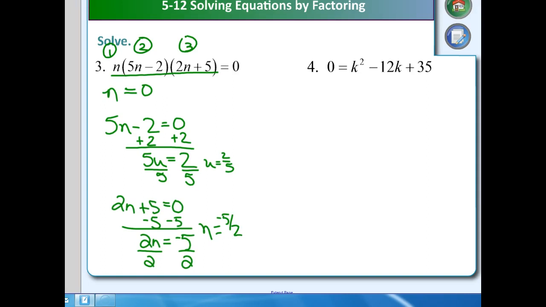All right, and we're just going to put it in set builder. So we've got 0, and they don't have to be in numerical order, just so long as all 3 of them are listed. All right, now let's look at number 4. What's the problem with number 4? It's a trinomial. There's no parts there. But I have a question for you. How can I take this trinomial and break it up into 2 parts?